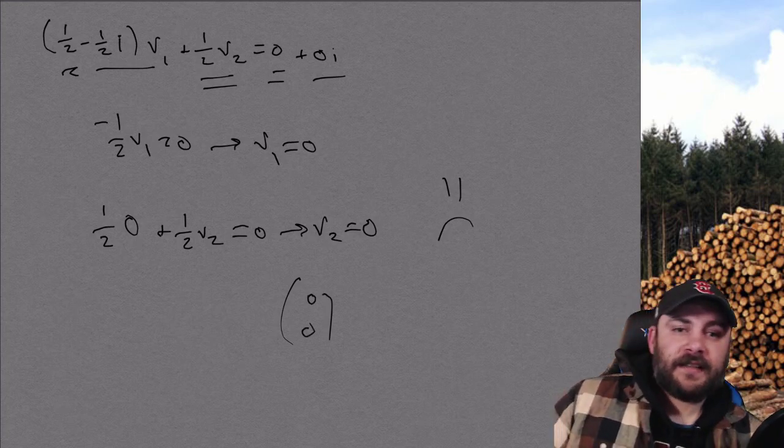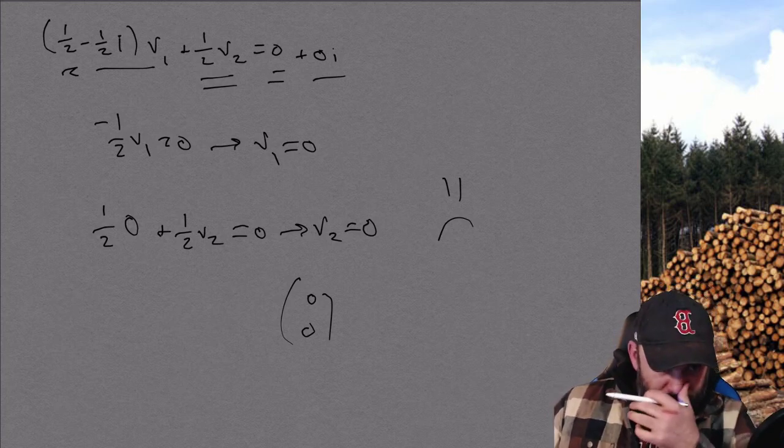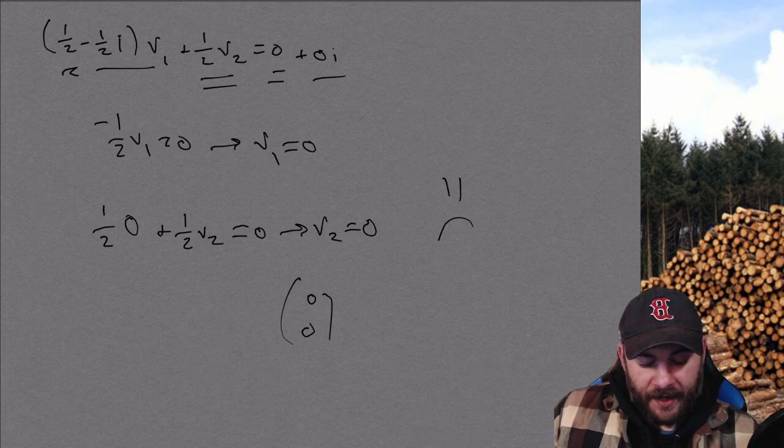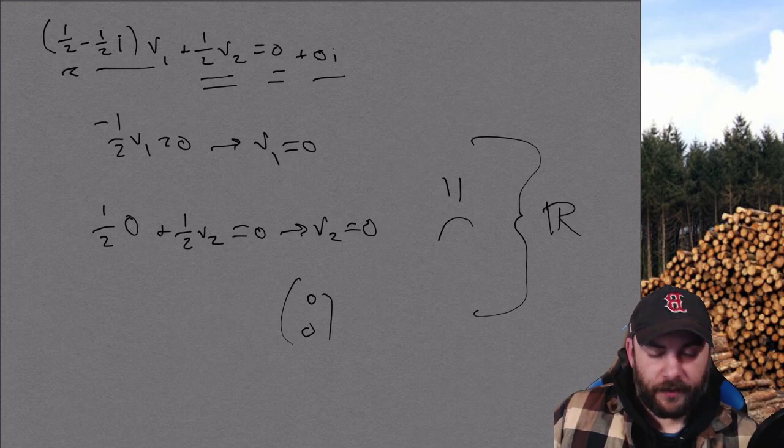And this is not good, because the eigenvector 0, 0 contains no information. In fact, it's counter to what we want. We wanted to find a solution where my vector was not 0. And the reason we may get to this point is because we are thinking in the real numbers.